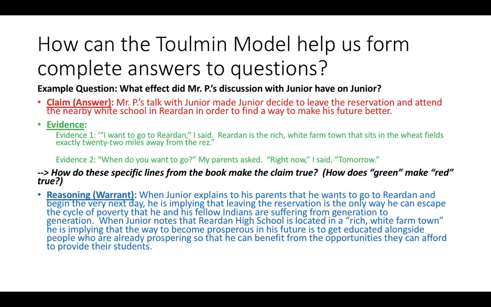When Junior notes that Reardon High School is located in a rich white farm town, he is implying that the way to become prosperous in his future is to get educated alongside people who are already prospering so that he can benefit from the opportunities they can afford to provide their students. Notice that I'm not using a counterclaim, rebuttal, qualifier, those things. I'm just using the Toulmin model basic.